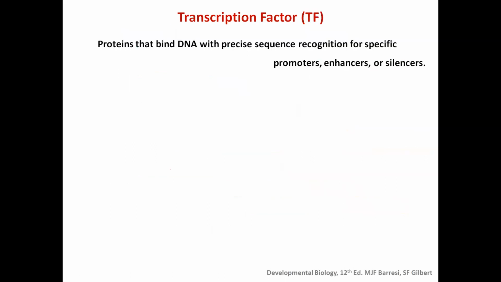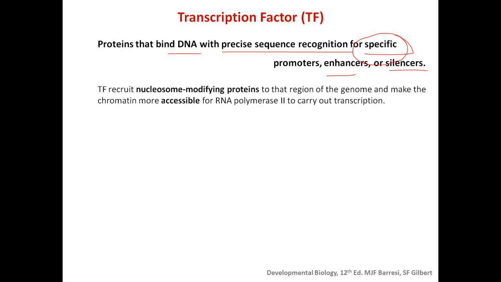Then what are the transcription factors? These are the proteins that bind DNA with precise sequence recognition for specificity. These are proteins that bind at specific areas of the DNA. They can bind at the promoter sites, at the enhancer sites, or at the silencer sites, at the exact specific location, which is identified based on the sequence of the DNA at that area.